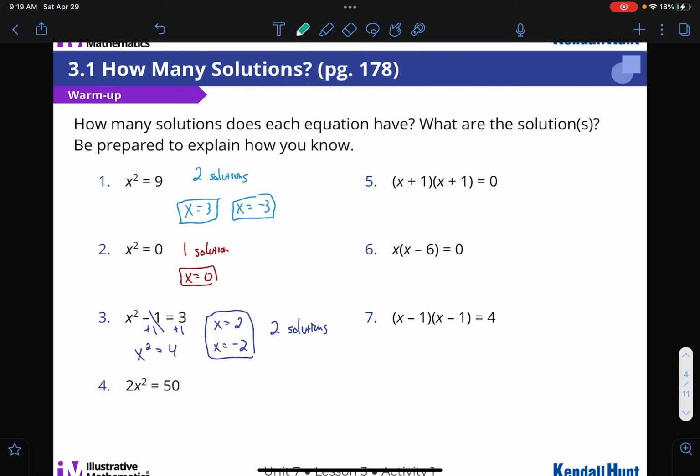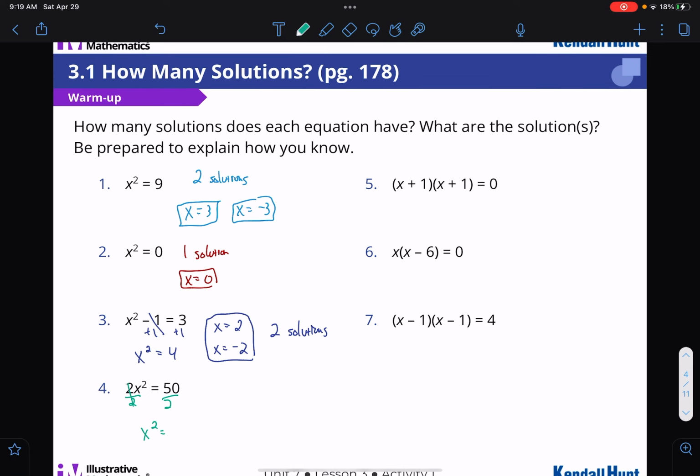And the last one in this column, 2x squared is equal to 50. If we think of the order of operations, something is being squared and then multiplied by 2 in order to get 50. So maybe you're able to reason out that the x squared part needs to be 25, right? 2 times 25 is 50. Another way to see that is if we divide both sides by 2, I'm going to get x squared equals 25. So that could be x equals 5 or x equals negative 5.